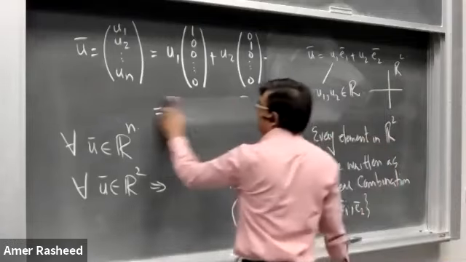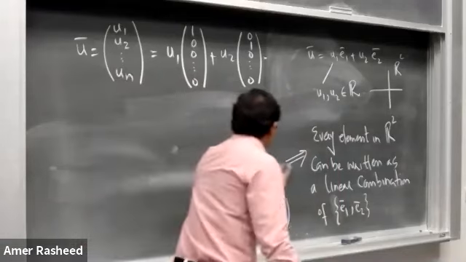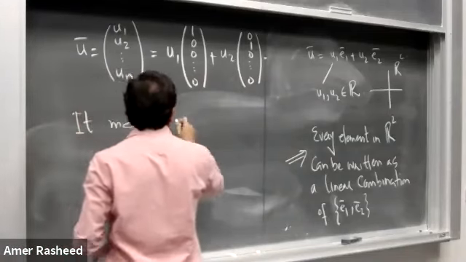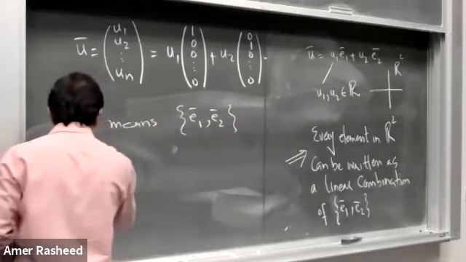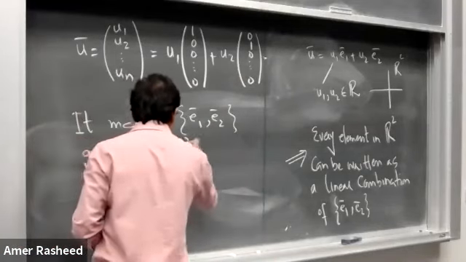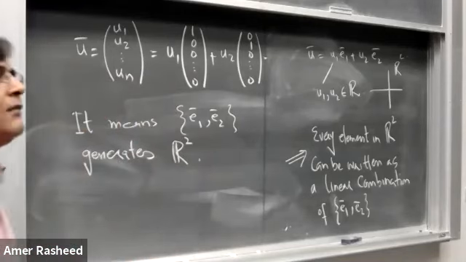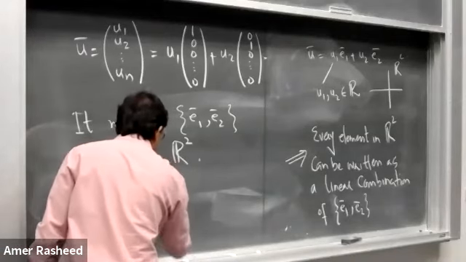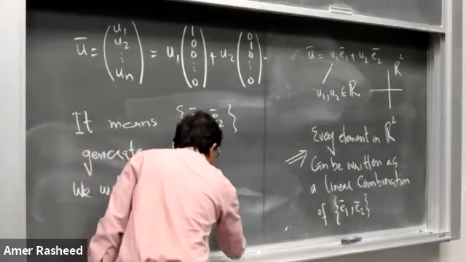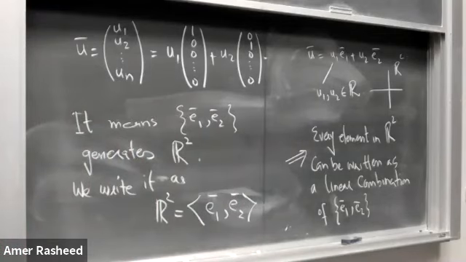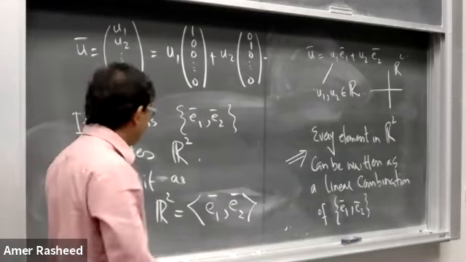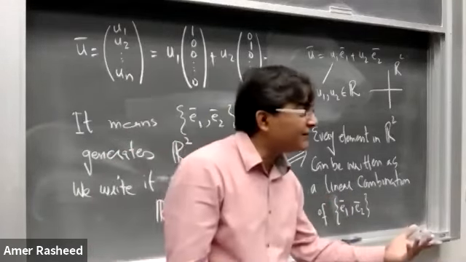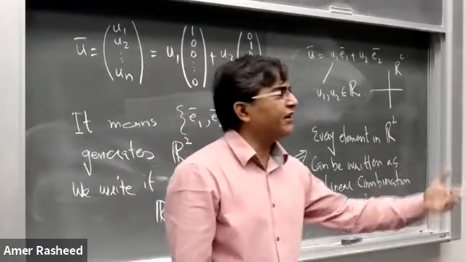What does it mean? It means E1 and E2 generates R2. Yes, no question. And we write it as R2 is generated by E1, E2. R2 is generated by E1, E2, and R3 is generated by obviously E1, E2, E3. Rn is generated by E1, E2, E3, and so on up to En.